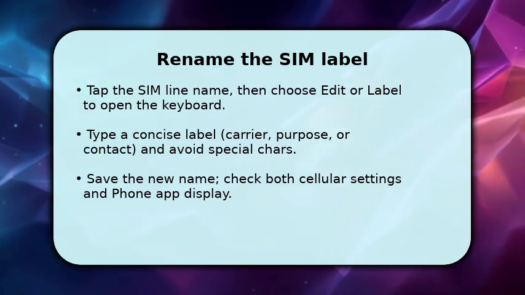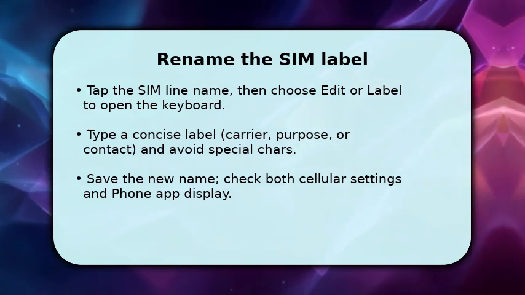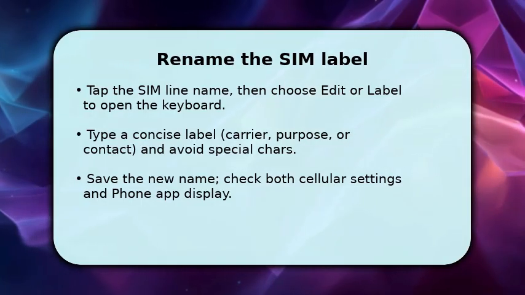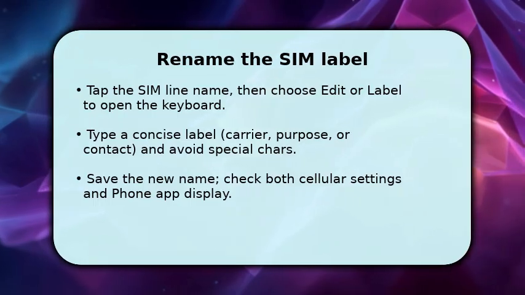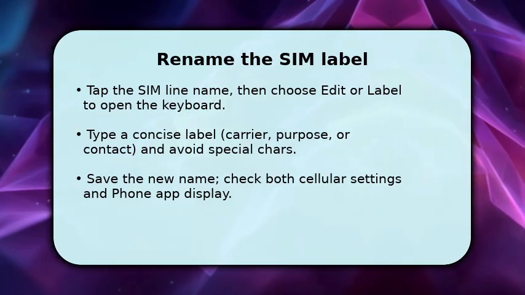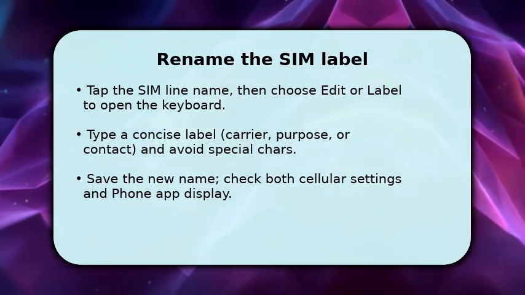Use short, clear text like carrier or business so it's readable in menus and during calls. Avoid emojis or unusual symbols which some apps may not show. Once you save, the label updates in Settings and the phone app. If you use eSIM plus physical SIM, repeat for each line.